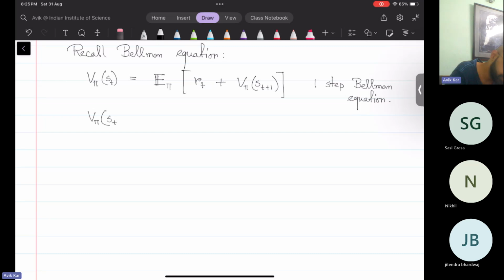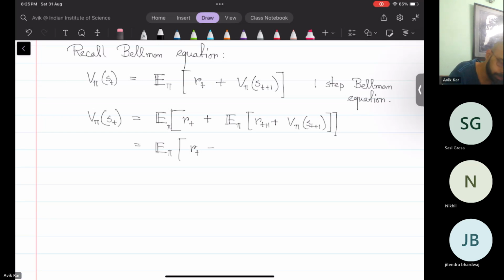So V pi s_t, write this same equation with a slight change. Now V pi s_{t+1}, that we can write as expectation under pi of r_{t+2} plus V pi s_{t+2}, right? And there is no point of writing these two expectations separately, so we can write it once: r_{t+1} plus r_{t+2} plus V pi s_{t+2}.